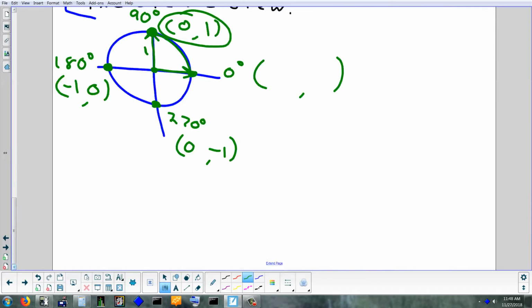What would be the coordinate for 0 degrees? 0, 0 would be here. We are here. 0, 1 is 90. 1, 0. Yep. Those are the 4 coordinates that are the easiest ones to find.